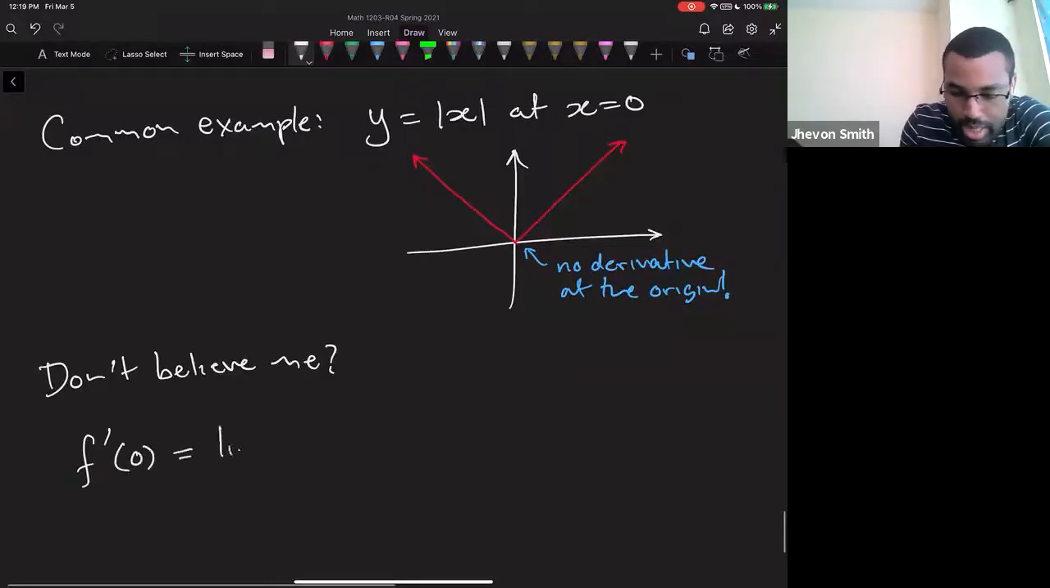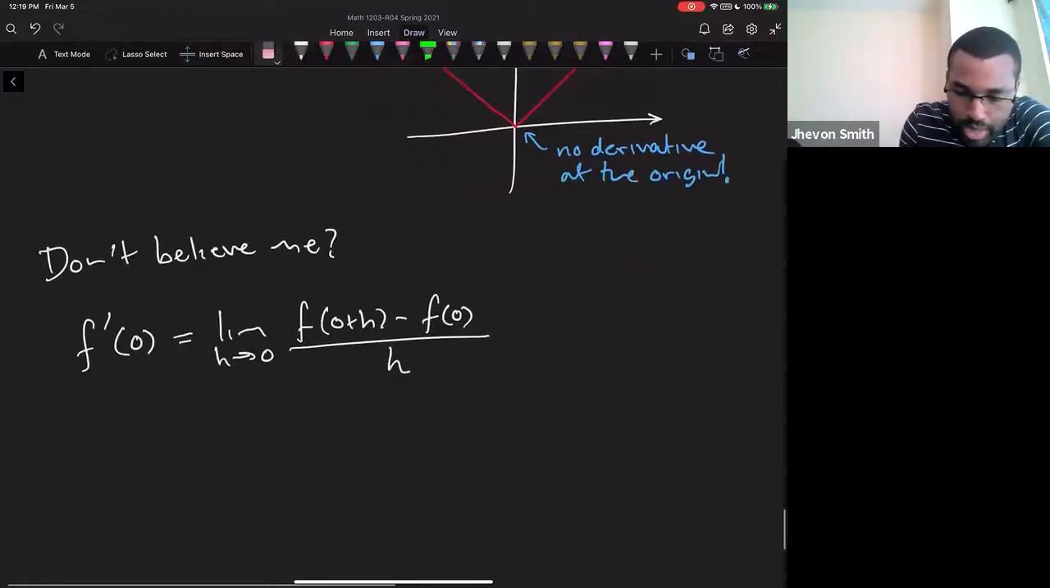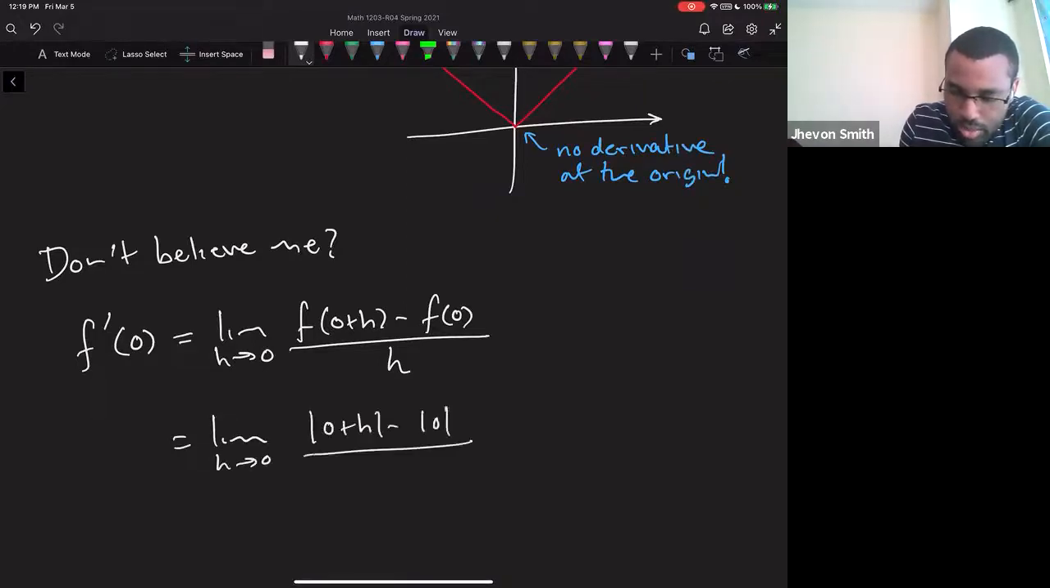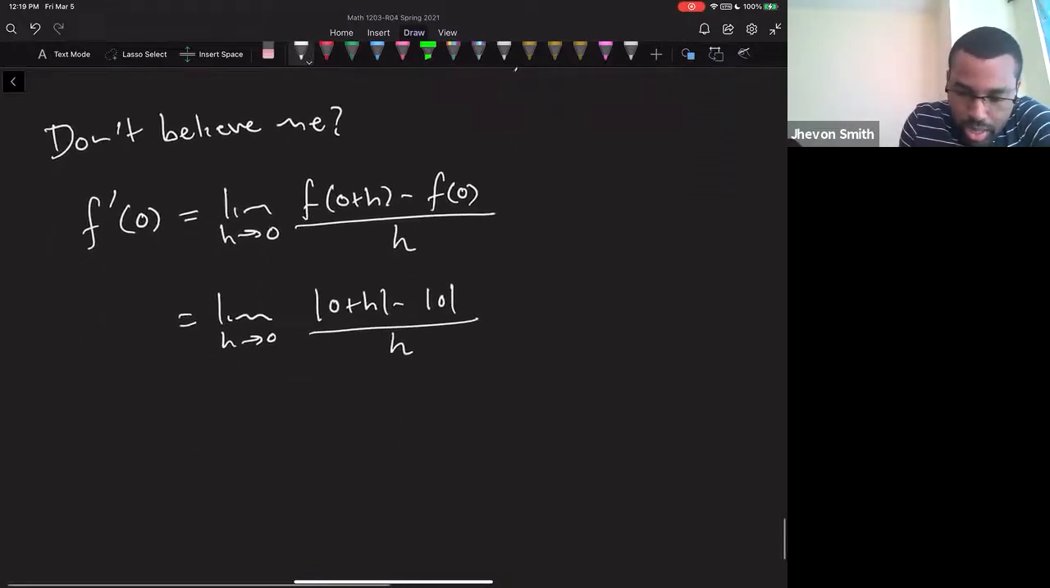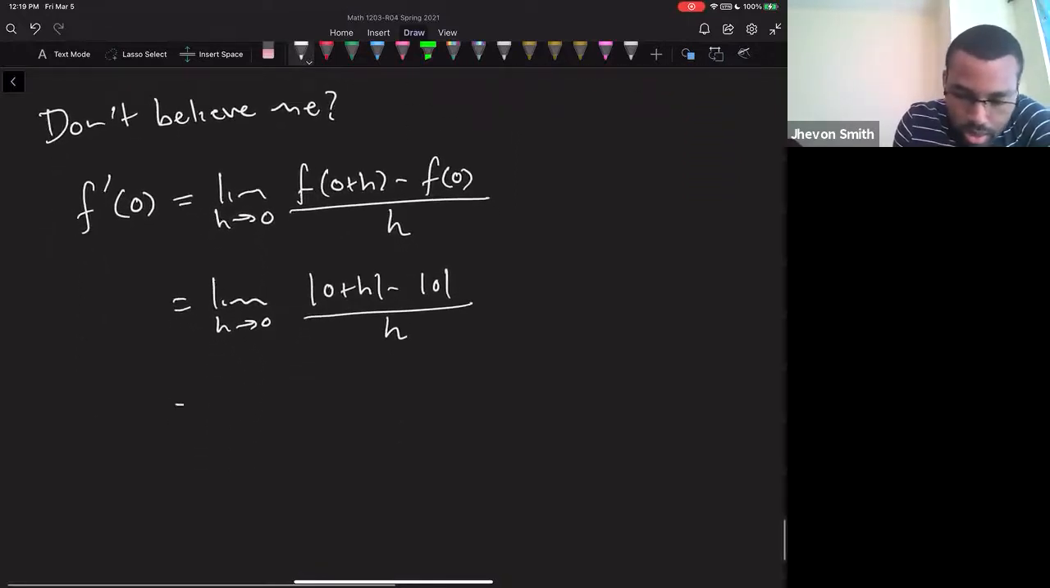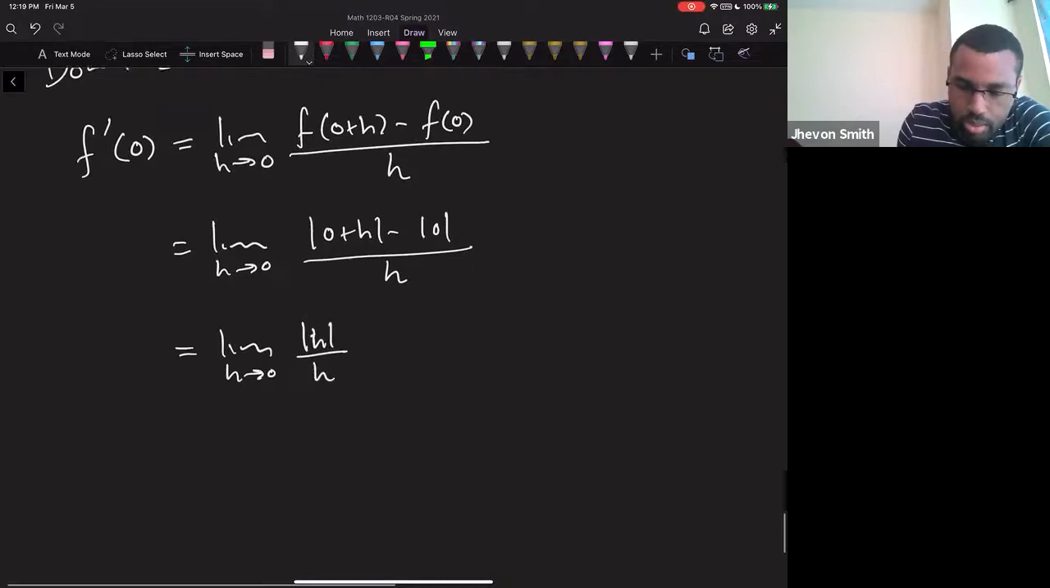What that would mean is I'm taking the limit as h approaches 0 of f of 0 plus h minus f of 0 all over h. Well, that is going to be the limit as h approaches 0 of absolute value of 0 plus h minus absolute value of 0 over h. This is going to be the limit as h approaches 0 of absolute value of h over h.